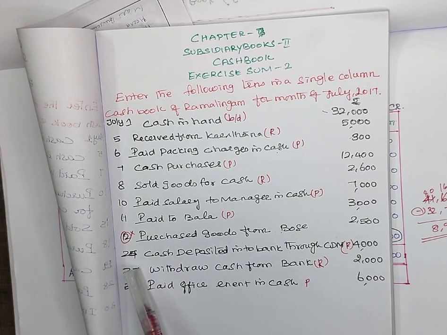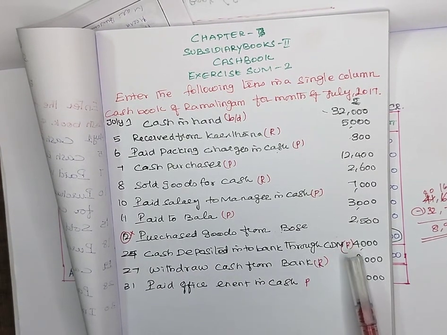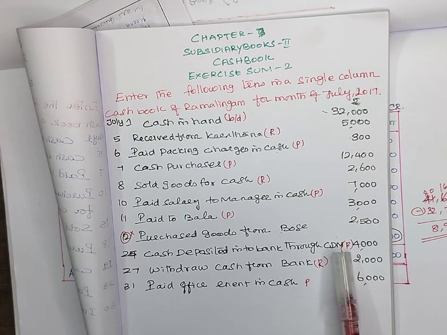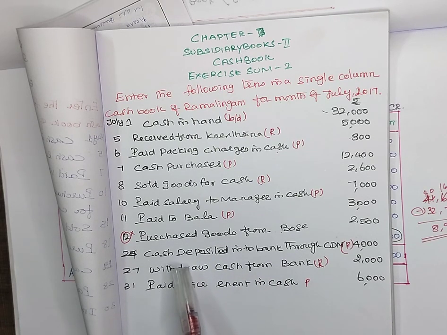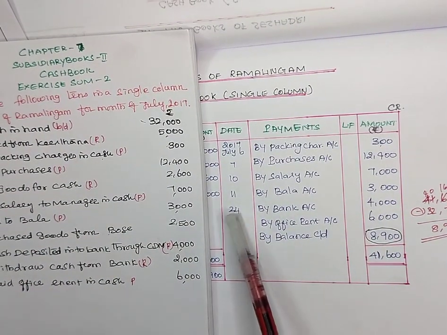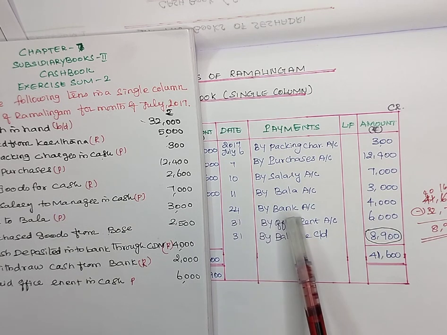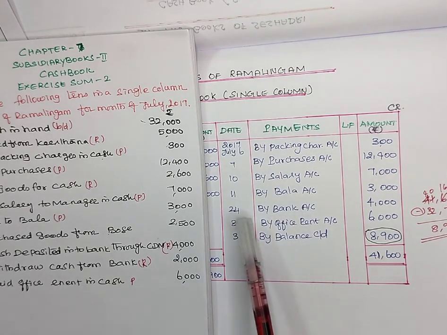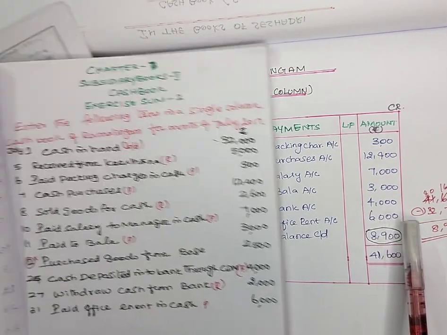Then go to the next transaction, that is July 24, cash deposited into bank through CDM. So CDM means bank, okay? What is the journal entry? Cash deposited into bank means bank account debit to cash account. Where is cash? Cash is on credit side, okay? So you go to credit side, dated on July 24. What is the opposite account from the cash account? Bank account. You have to enter the opposite account into the cash account, okay? So by bank account 4000 rupees.